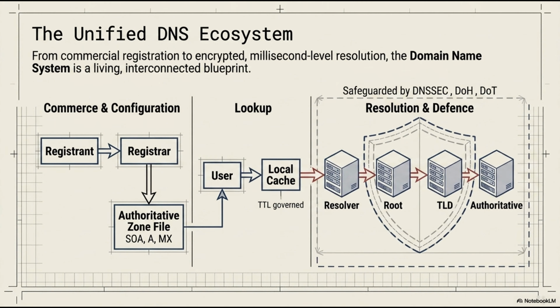This final technical slide brings together the complete DNS ecosystem. It starts with domain registration and authoritative zone management. Queries then flow through caches, resolvers, root servers, TLD servers, and authoritative servers to obtain the requested information. Security technologies such as DNSSEC, DoH, and DoT provide protection throughout the process. Together, these components create a resilient, scalable, and secure naming system that supports the modern Internet.